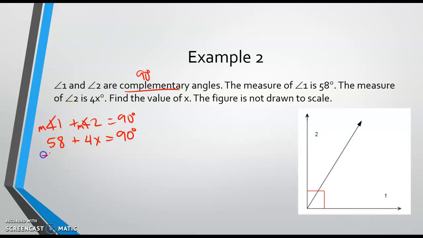From here, it's a two-step equation. I'm going to subtract 58 from both sides. So now I have 4x equals 32. I'm going to divide both sides by 4. So then x equals 8. And then I could double check by plugging 8 in for x and double checking that 58 plus that 32 is indeed 90 degrees. I can plug it in, make sure that the left equals the right. But that's how we can use complementary angles.